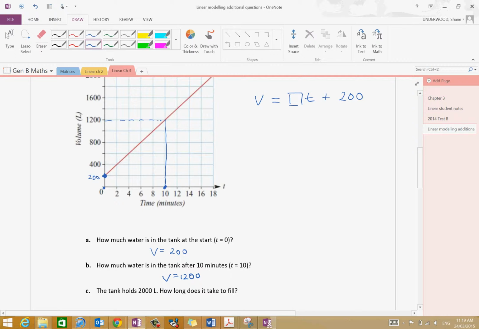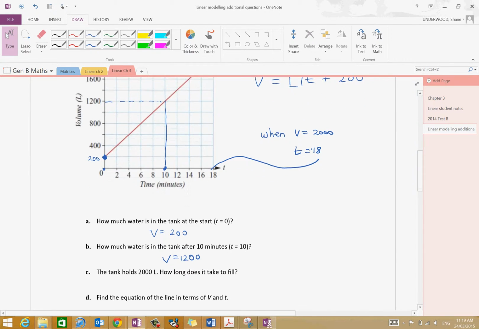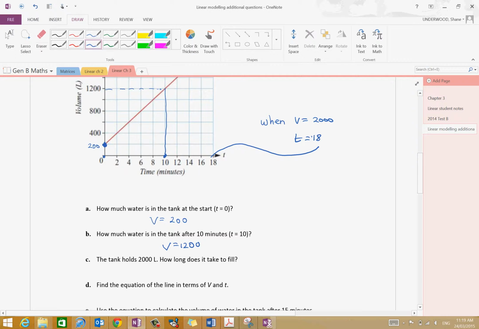And the tank holds 2,000 litres. How long does it take to fill? Well, it initially has 200 litres in it, but when we get to 2,000, so what we want to know is when V is equal to 2,000, t is equal to 18. Now, be careful, don't say 18. This is litres. How long does it take to fill? It takes 18 minutes. They could ask you in seconds and such.